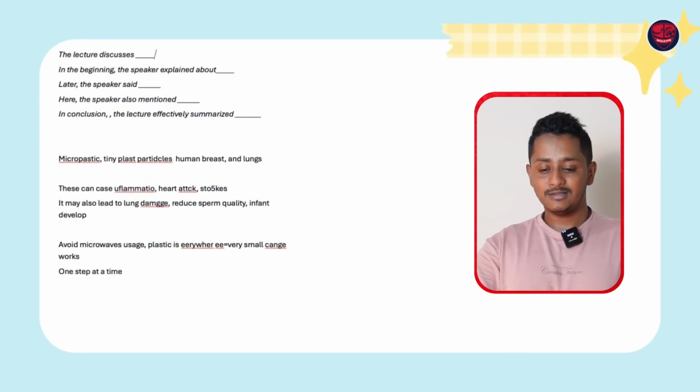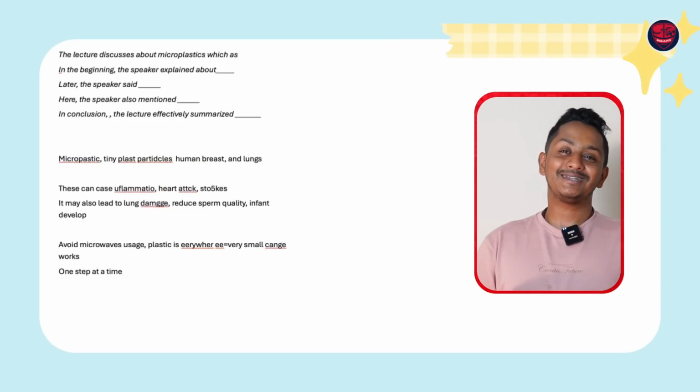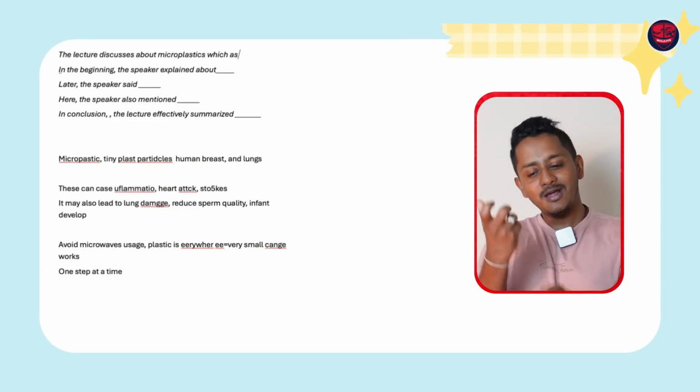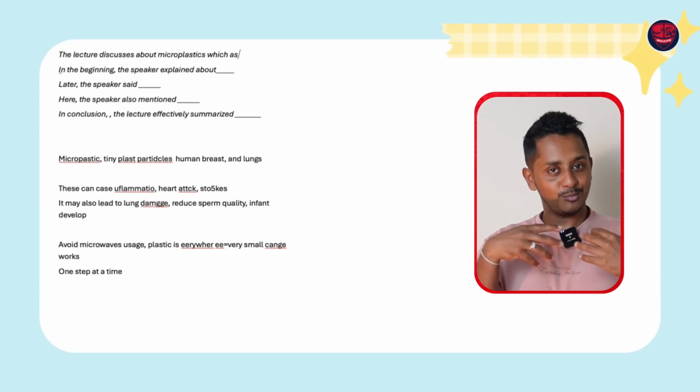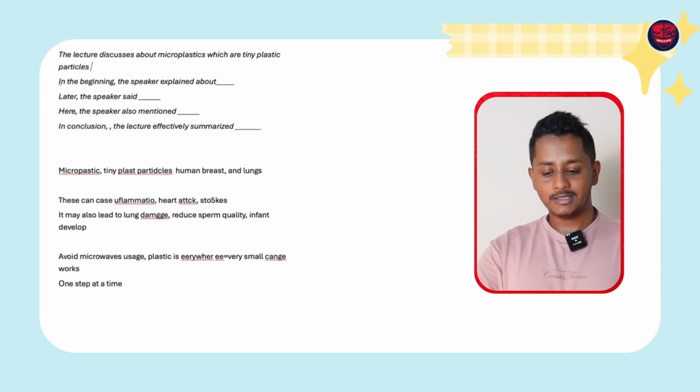The lecture discusses about microplastics, which are, now this is where the summarized spoken text gets a bit trickier, because you gotta add some words to make it more grammatically neat, which are tiny plastic particles found in, I'm not sure if it is breast, probably I've missed it, and lungs.